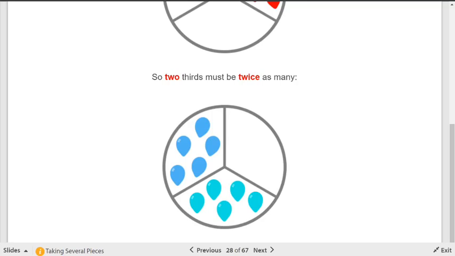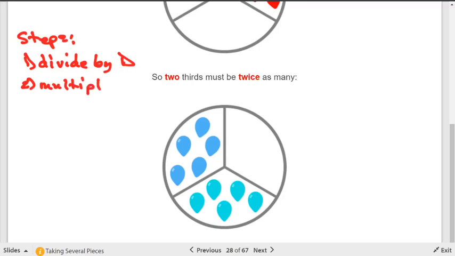So if you have a number on the top, you're still going to divide by the bottom, but then what do you do with that number on the top? Multiply it. Okay? So here are the steps. First, divide by the denominator. I just use capital D to mean denominator, and I'm never going to use capital D for anything else. And then multiply by the numerator.